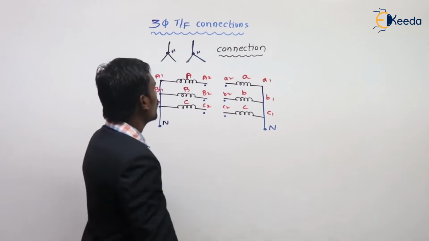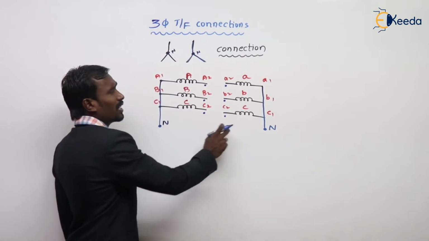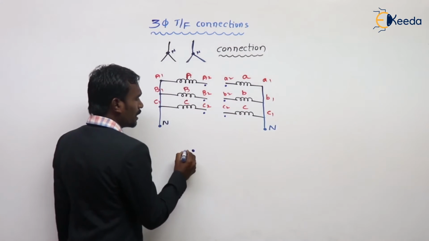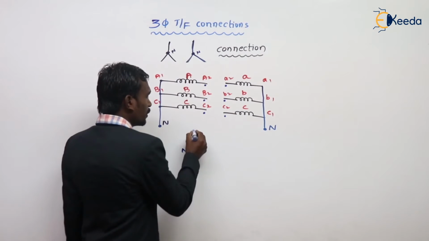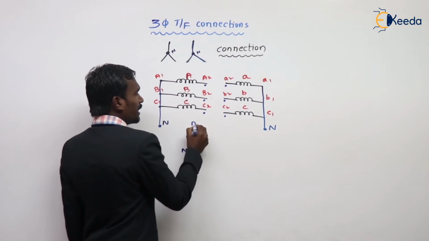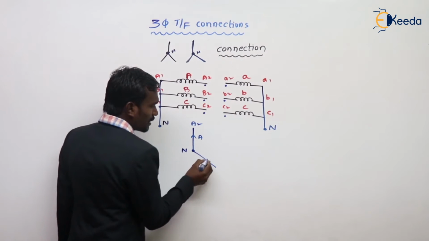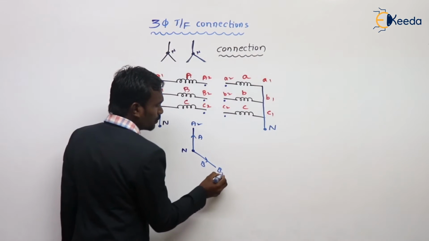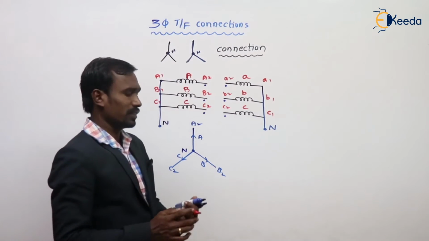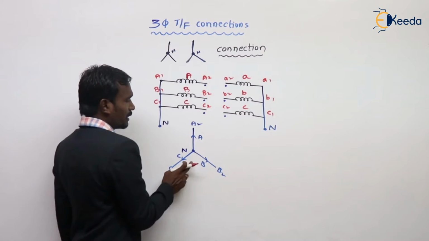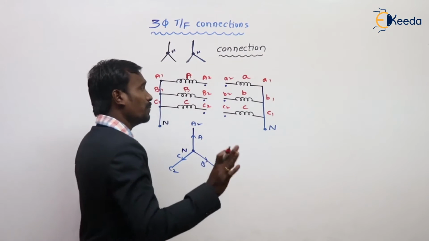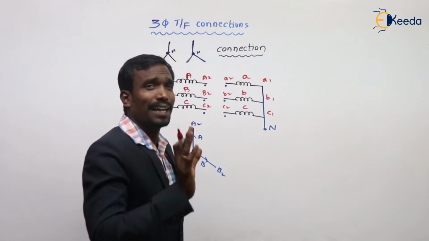Now let's draw an arbitrary star for both. Here, this is a neutral, and from the neutral, vector A is for A2, vector B is for B2, and vector C is for C2. This is the arbitrary star. For this also, it is in additive manner, and for additive manner, the vectors are in phase, in parallel.